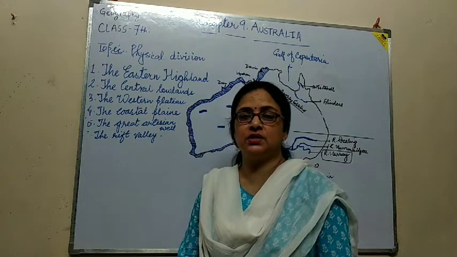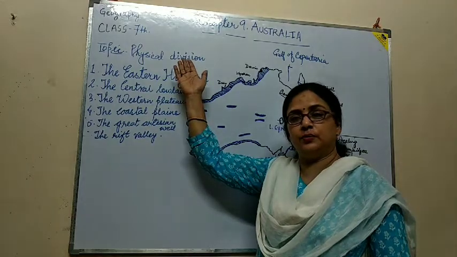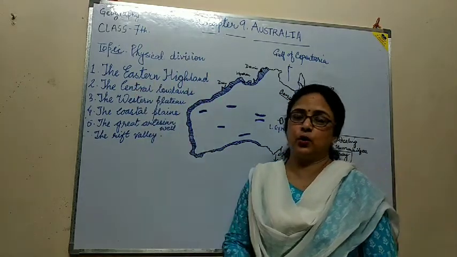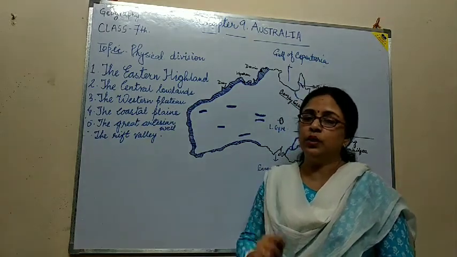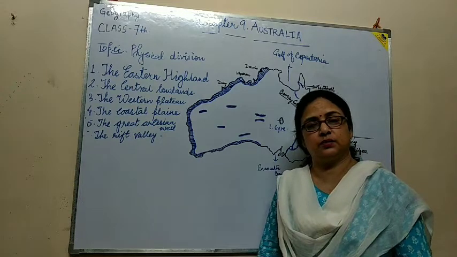Good morning, students. Let's continue our topic, physical division of Australia. We already talked about the Eastern Highland and the Central Lowlands. Today, we will learn about the Western Plateau and the coastal plains.